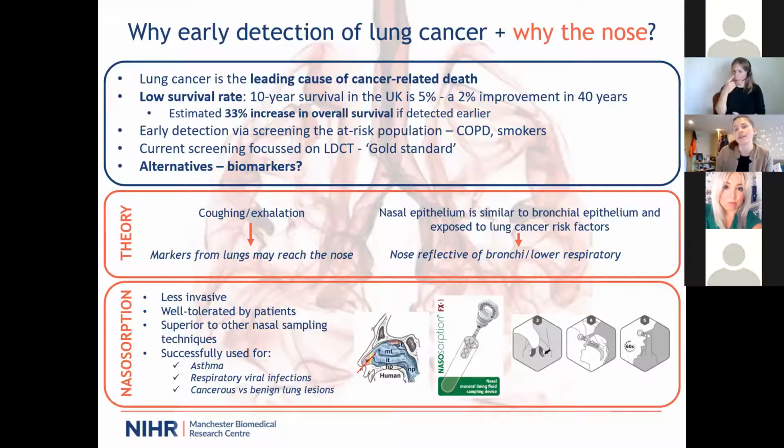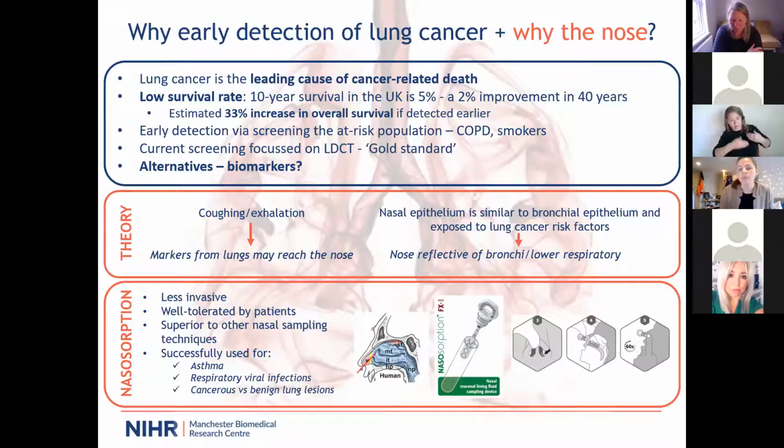So lung cancer is the leading cause of cancer-related death worldwide and in the UK. And it has a really low survival rate, so about 5%, 10-year survival. And despite significant investment in treatment, we've only seen about a 2% increase in the survival rate in 40 years, which is much lower than we see with other cancer types. So there's something that we're not quite doing right in lung cancer.